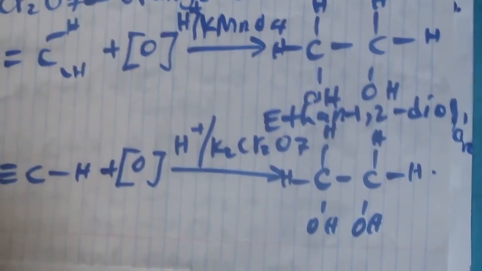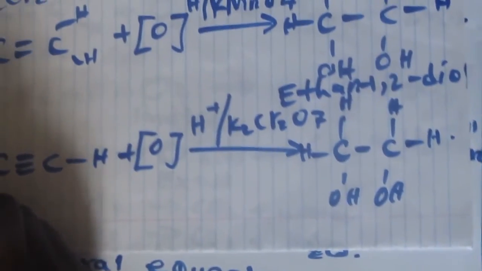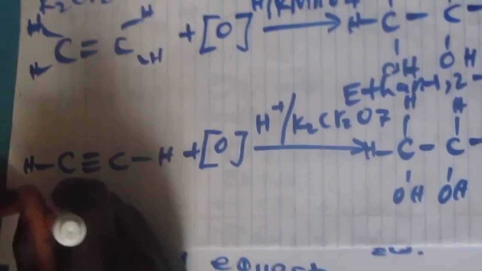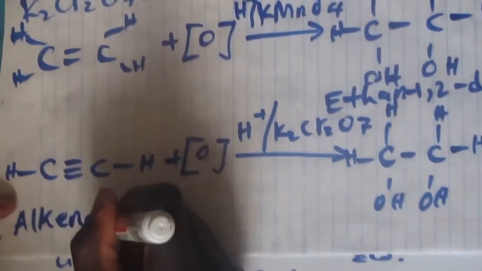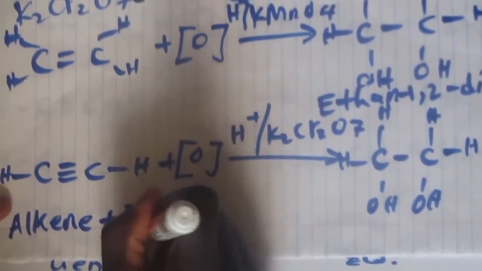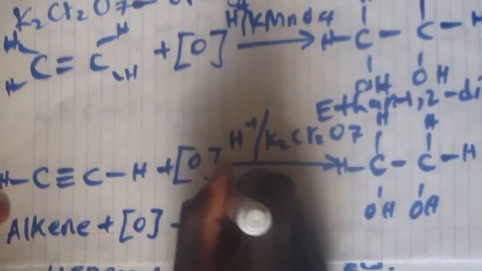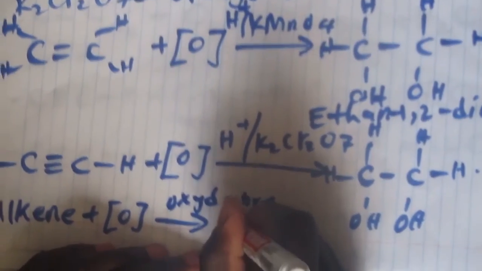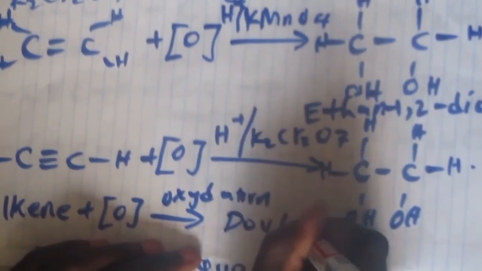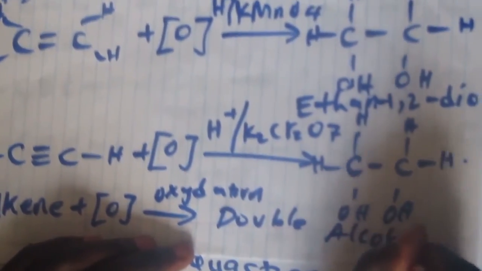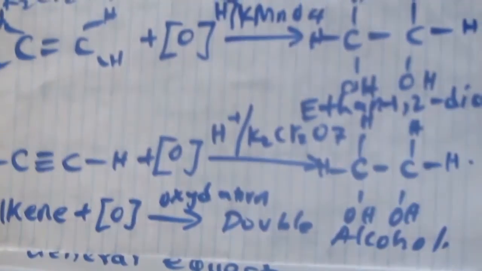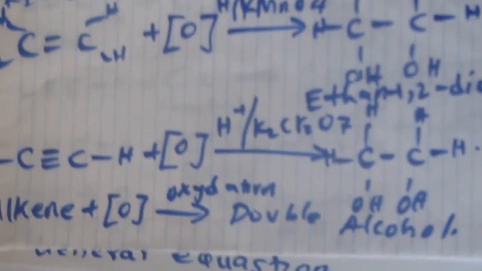So this is simply the general equation: an alkene, when you oxidize it, this is oxidation, you end up getting a double alcohol. So that is simply the oxidation reaction among alkenes and alkynes.